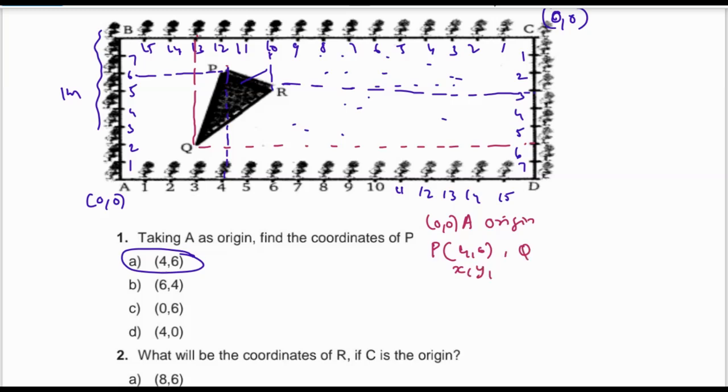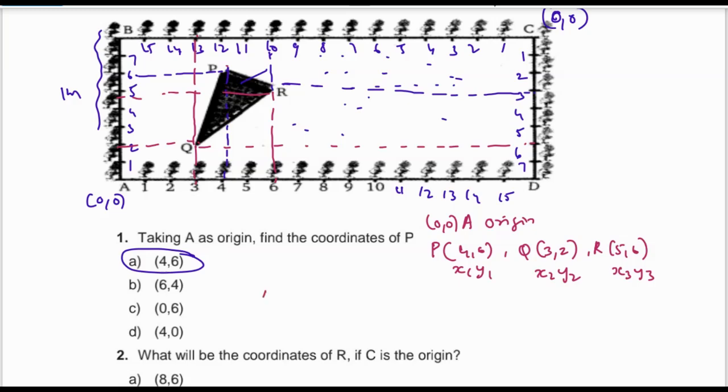Then Q will be, you can see it is 3 and y is 2. That will be 3 comma 2. That will be x2, y2. Then R, if you take R, you can see it is on 6 and this side it is on 5. So it will be 5 comma 6. It is x3, y3, the coordinates of the points when we take A as origin.